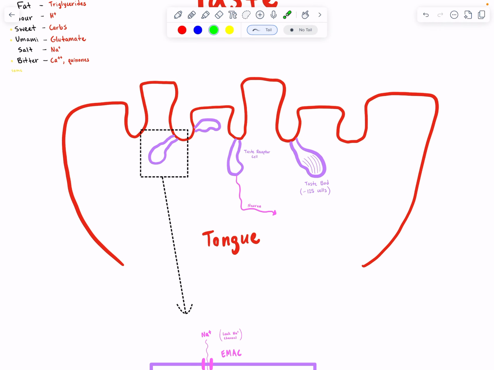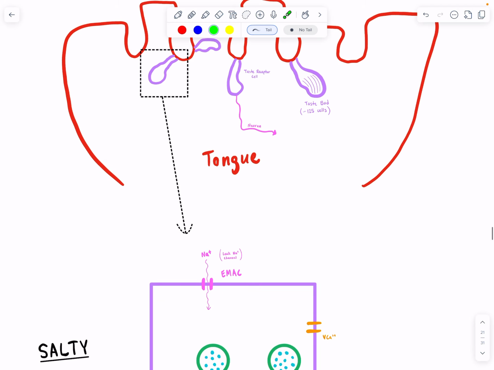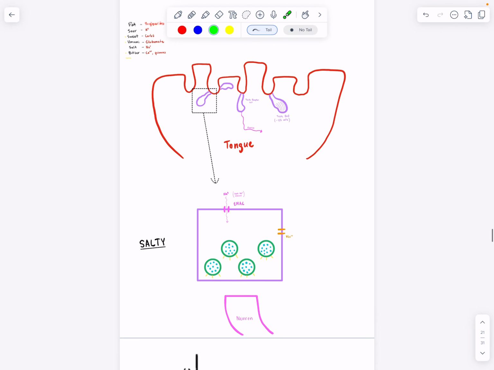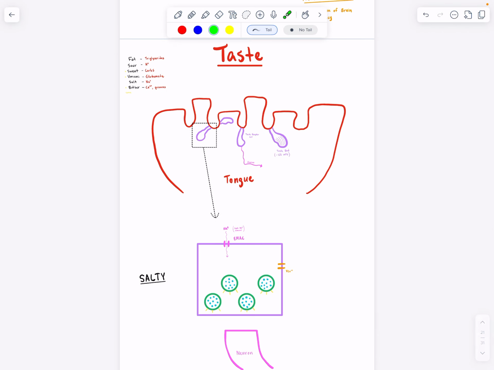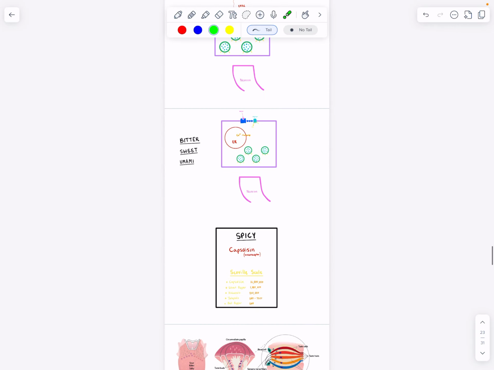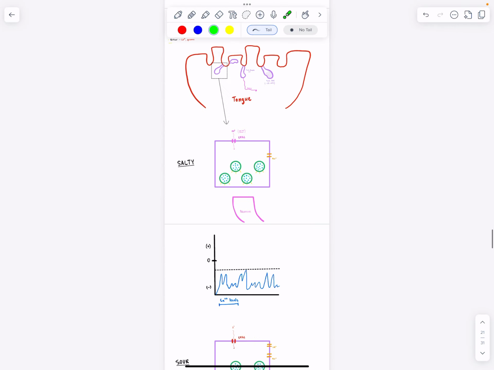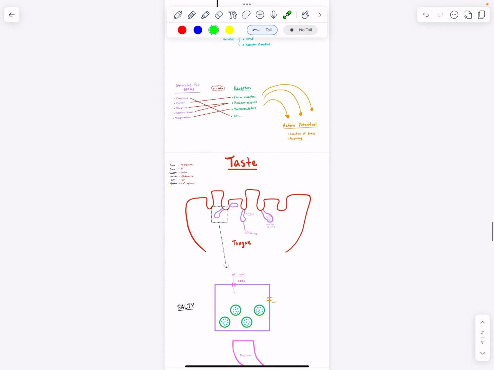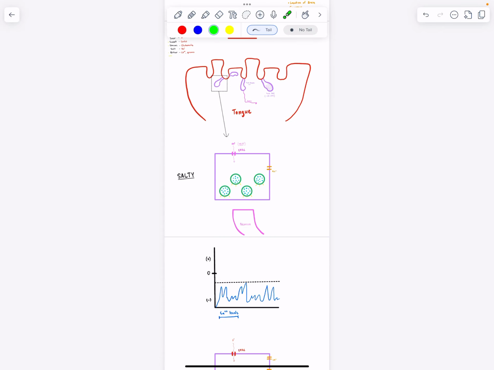And in each taste bud, we have different cells for different flavors or different things that we eat. So we have salty, we have sour, we have sweet, we have bitter, and umami, which is like Japanese for delicious or something.